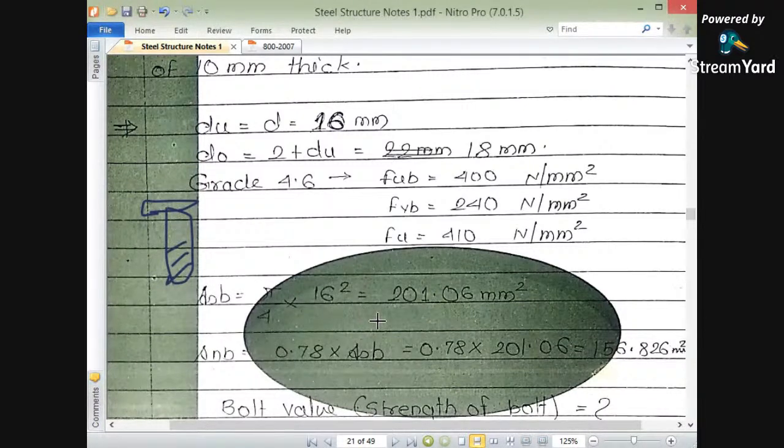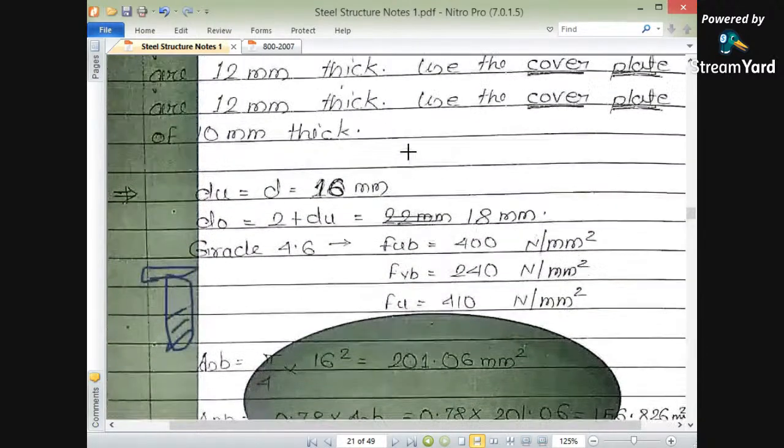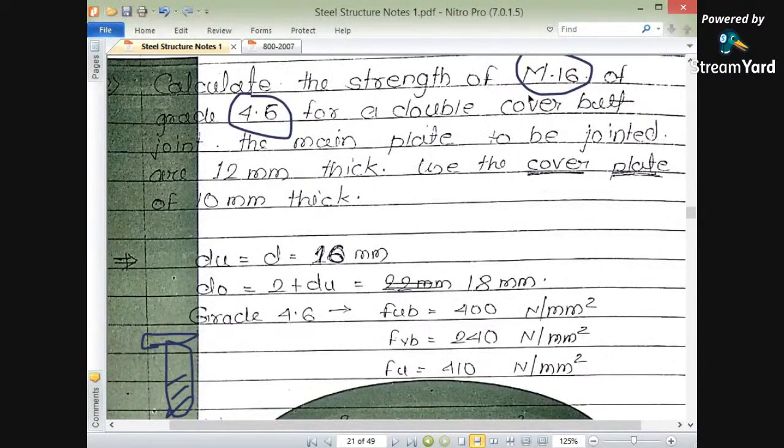So here there are two areas we have taken, the shank area and the threaded area, because these values are to be used in order to find out the shear strength as well as the bearing strength of the bolts. How to find out the bolt value? The bolt value is nothing but the strength of the bolt. How to calculate the strength of an M16 grade bolt? That means we have to find out the strength of the bolt.